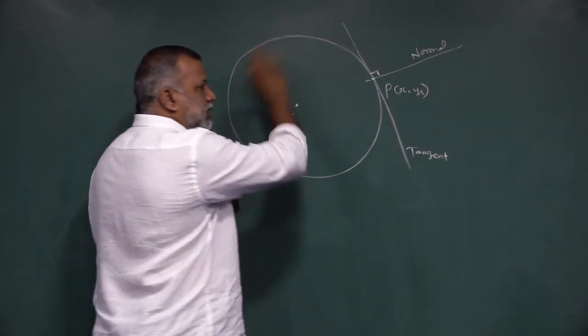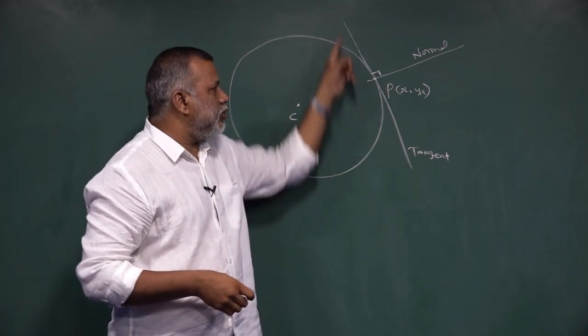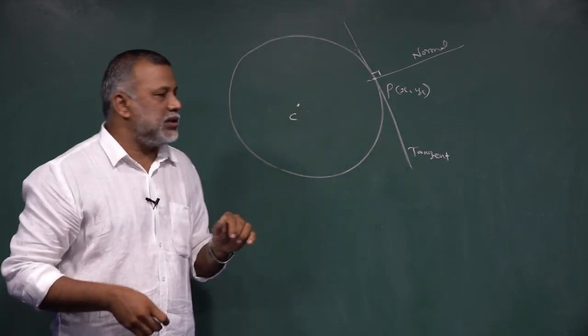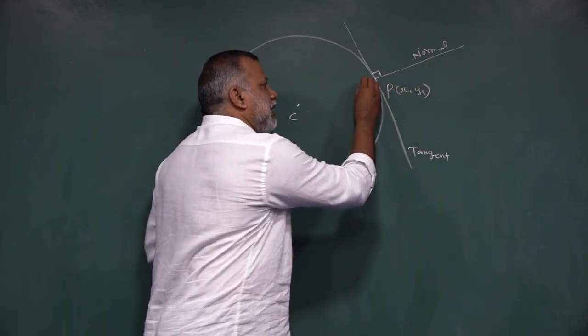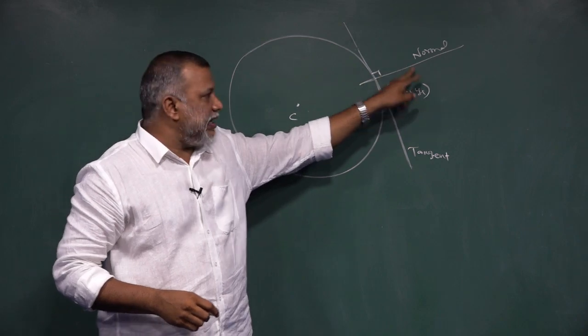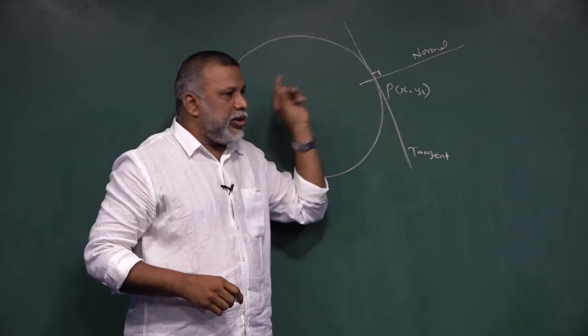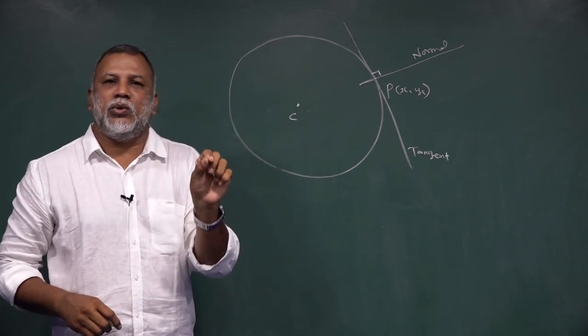See, this is the general circle. This is the tangent. We already discussed about equation of the tangent. Now we are going to discuss about equation of the normal. So normal is a straight line which is perpendicular to the tangent at the point of contact P(x1, y1).